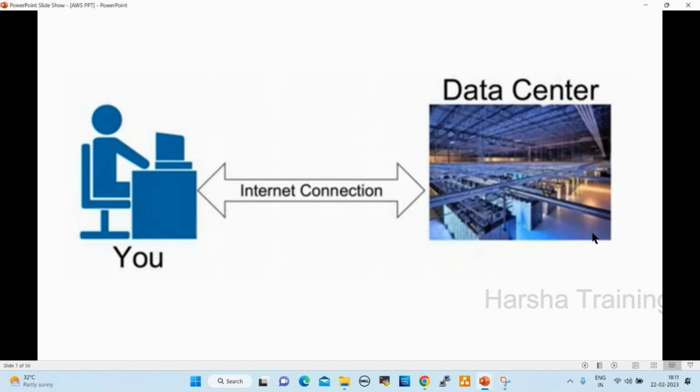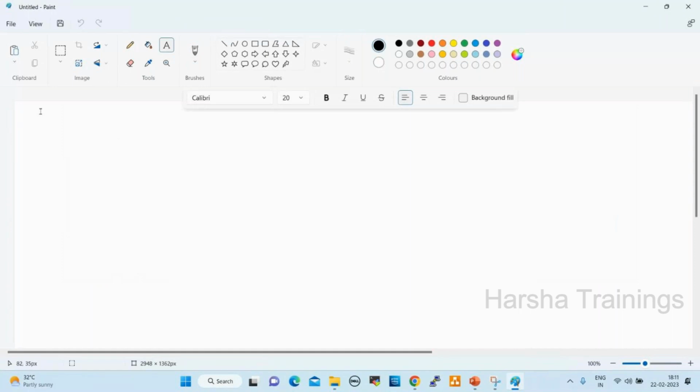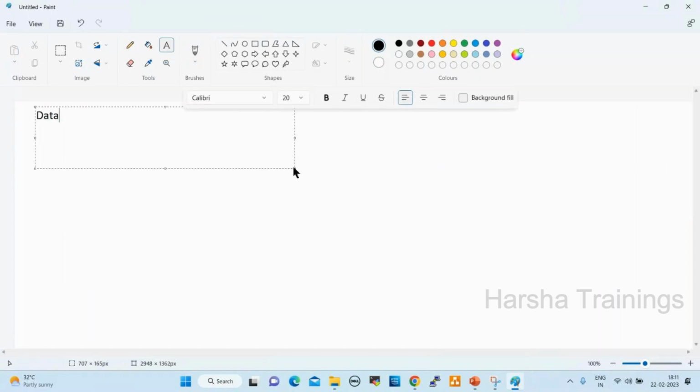So basically, what is a data center? We are talking about data center. Where data is stored. A data center is simply a server room, where we host all the servers. People will also call it a hub room or network room. Basically, it is a server room where we host all the servers.